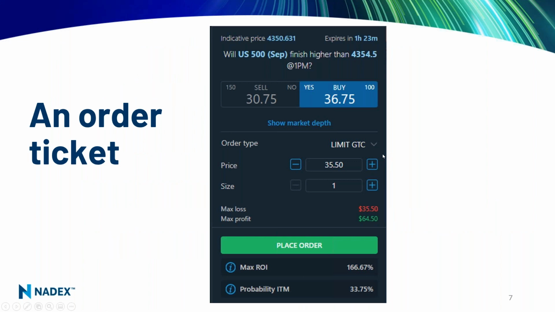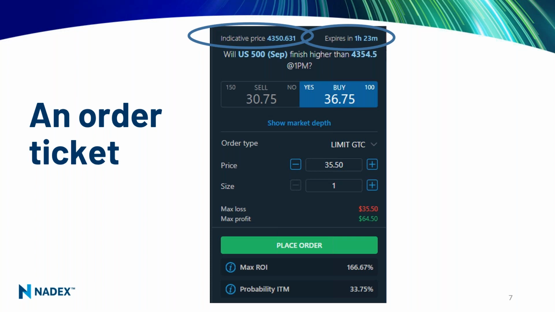Now, I do want to just show an order ticket briefly, because all of the things I just mentioned are given to you on the Nadex platform. This is a simple order ticket for the S&P 500, and you can see at the top of the order ticket, one, it tells you the price the S&P is currently trading. It's against the futures contract. Two, it tells you the time frame. This is going to expire in an hour and 23 minutes.